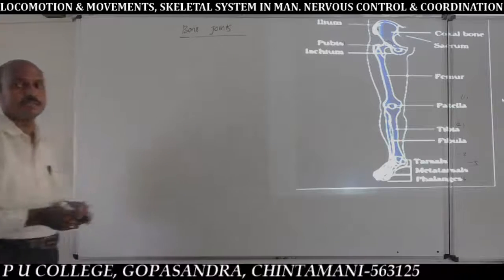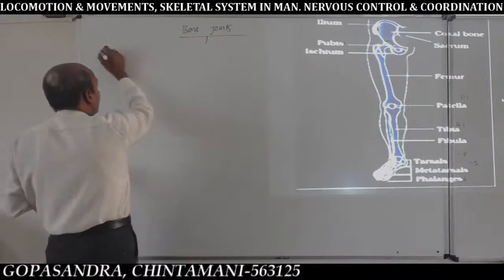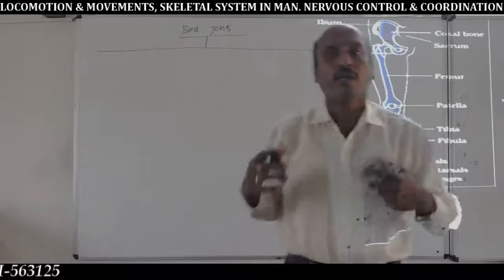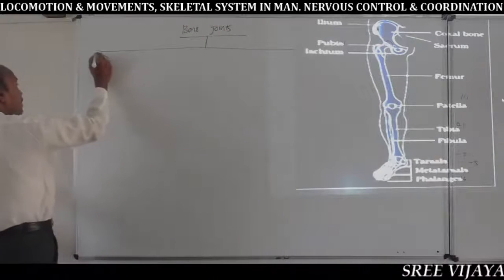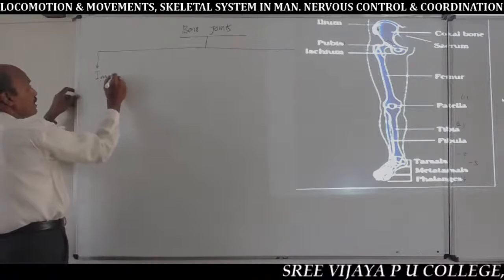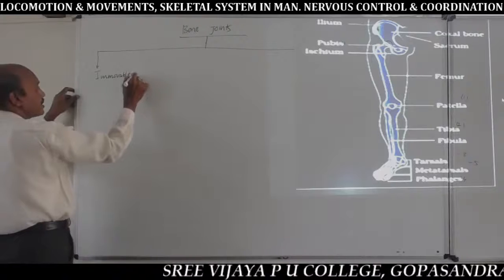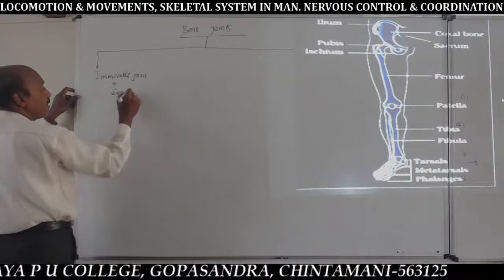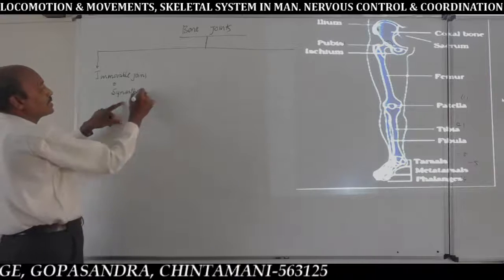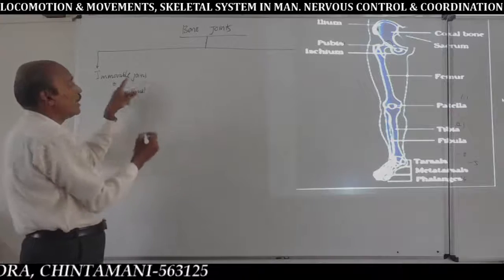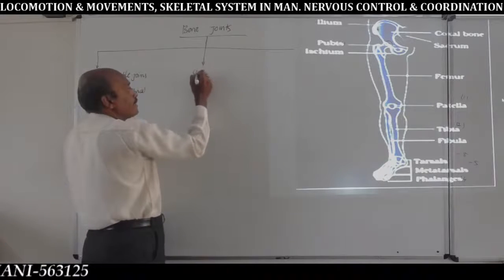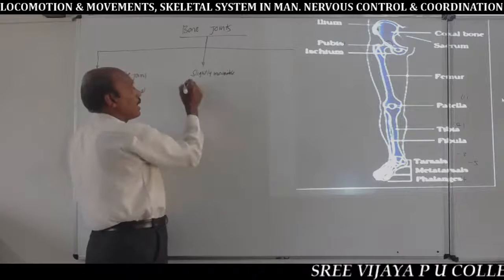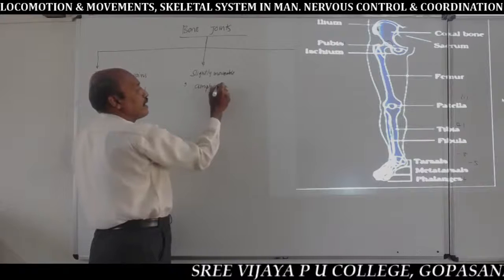Different types of joints. See here, on the basis of the nature of movement, bone joints in our body are classified into three types: immovable joints, or synarthral joints, and slightly movable joints, or amphiarthral joints.